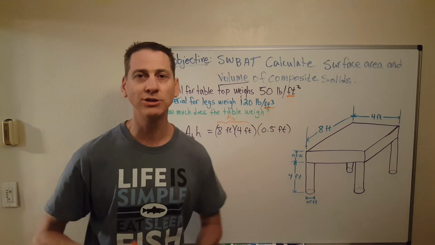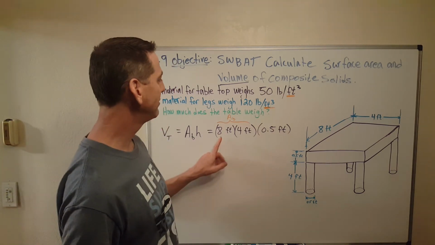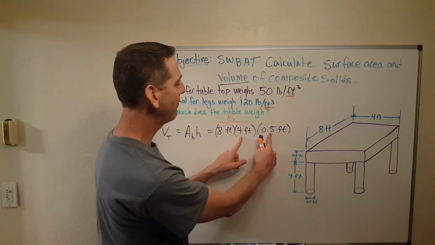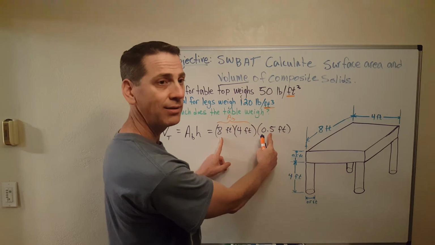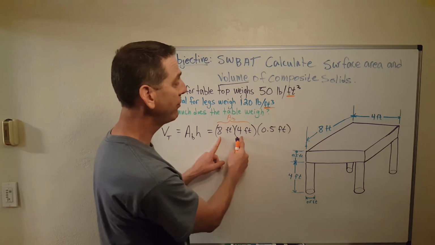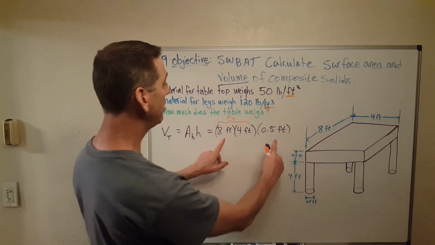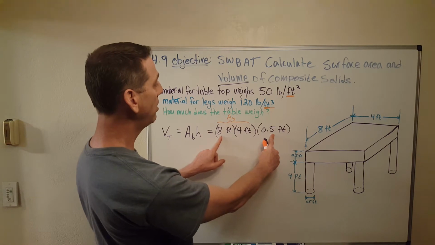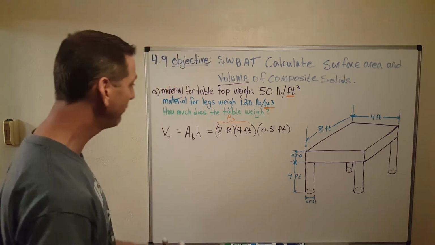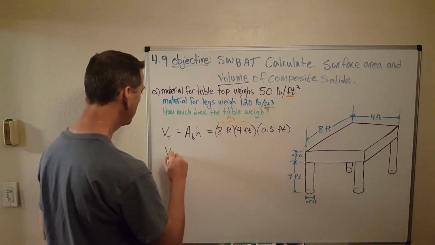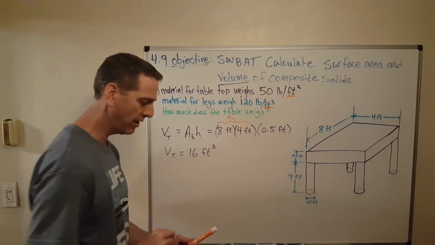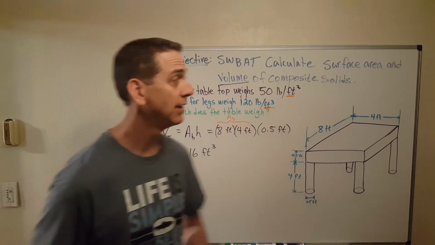Now we can just crunch these numbers. There are lots of different ways you can do this. You can go half of 4, which is 2. 2 times 8 is 16. Or you can go 8 times 4 is 32. Half of 32 is 16. Or you can go a half of 8 is 4. 4 times 4 is 16. Any way you slice it, we're getting 16 cubic feet. So the volume of my table is 16 cubic feet. That's going to be important.